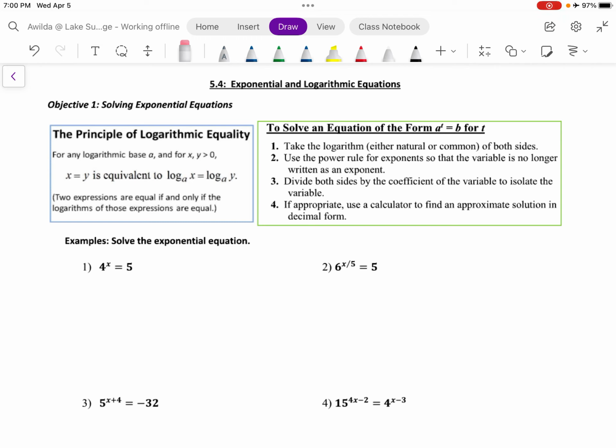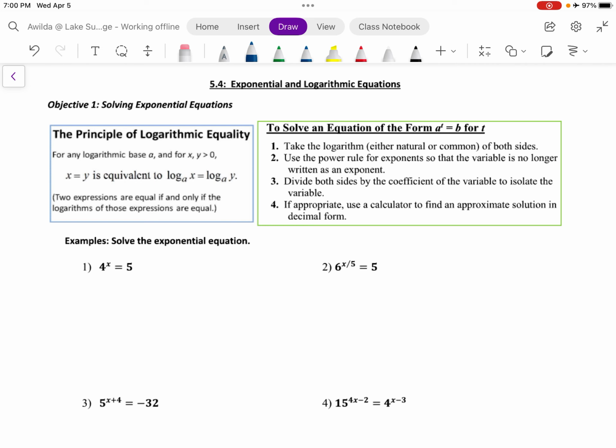Now, I want to make a note that in some advanced math courses, it is going to be preferred that answers be left in exact form. So I'll make that distinction as we work through the following examples. In our first example, we have 4 to the x power equals 5. So in other words, what exponent must be placed on a base of 4 to get the result 5?